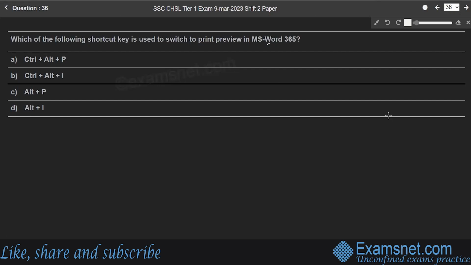Question 36. Which of the following shortcut keys is used to switch to print preview in MS Word 365? Here option B, Control plus Alt plus I. This shortcut key is used to switch to print preview in MS Word 365. Option B is the right answer.